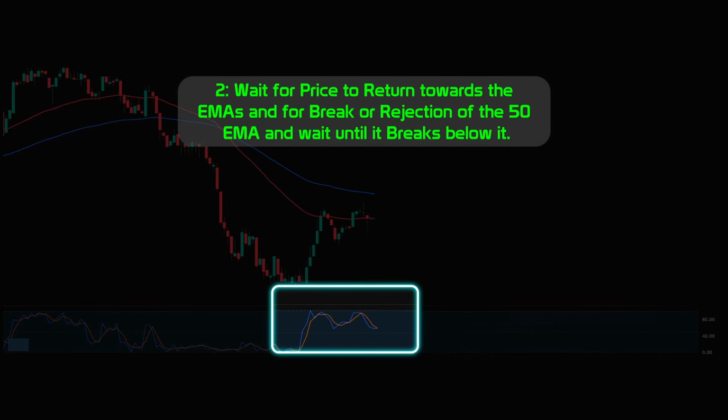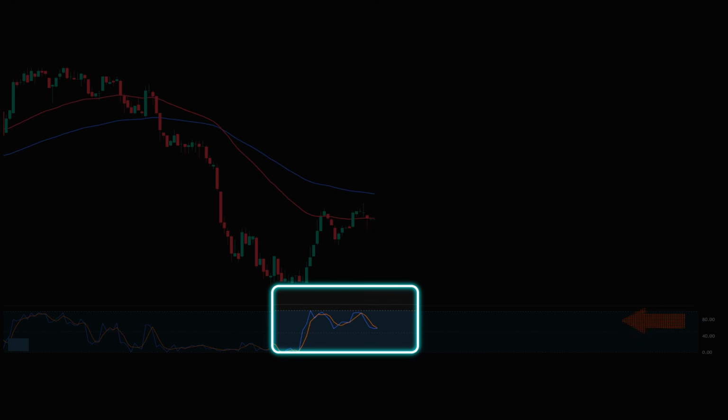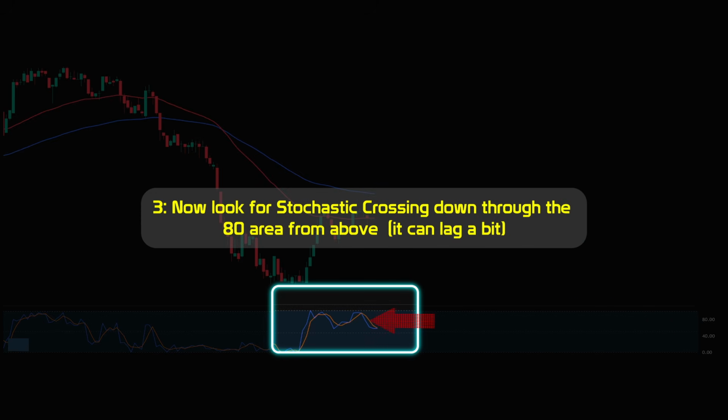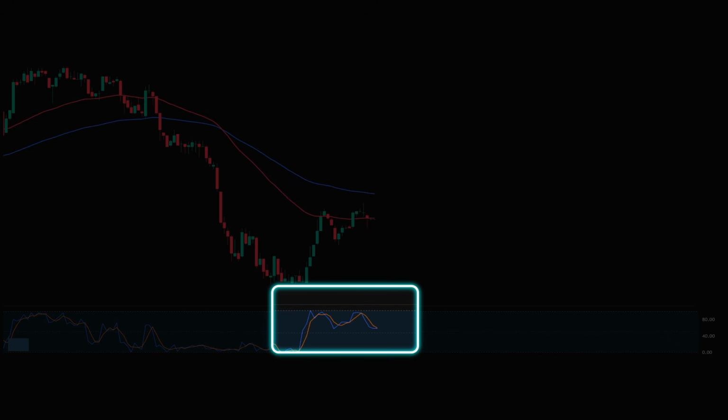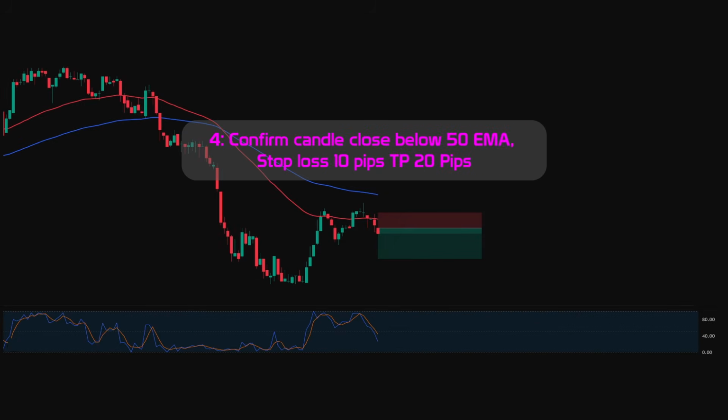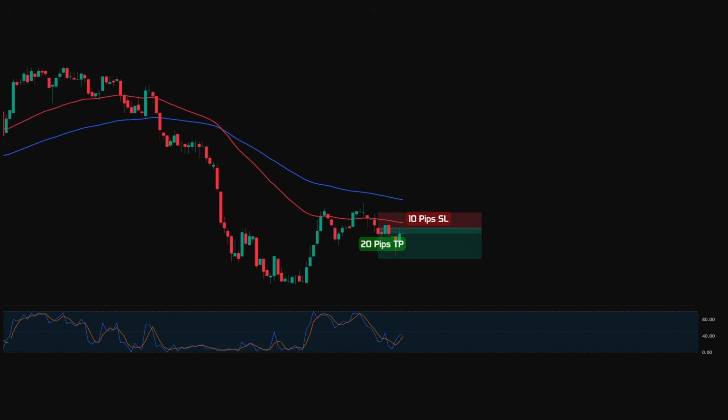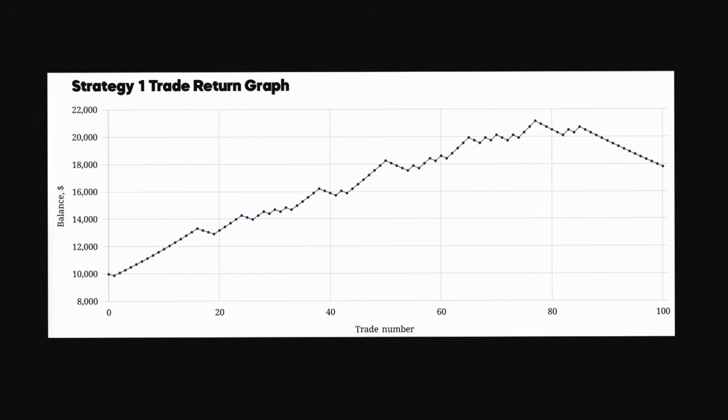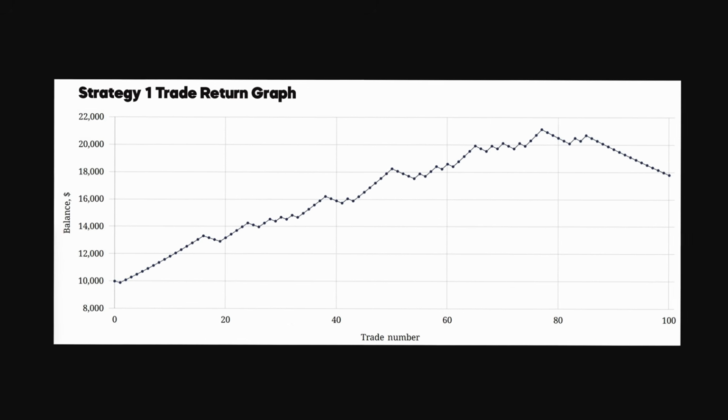At the same time the stochastic oscillator should cross over the 80 level from above, indicating an overbought condition. The moment these three conditions meet you can open a sell trade. Set stop loss to 10 pips and your take profit should be 20 pips. Like this. You can see the results of a 100 trade backtest here for strategy 1.